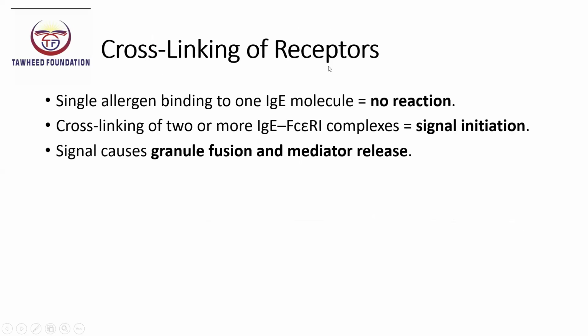Next is cross-linking of receptors. Cross-linking is a critical step for initiating mast cell degranulation. If an allergen binds to only one IgE molecule, no reaction occurs. Degranulation only happens when two or more IgE FcεRI complexes are cross-linked by a multivalent allergen. This cross-linking brings the receptors together, initiating the intracellular signaling that leads to the release of mediators.